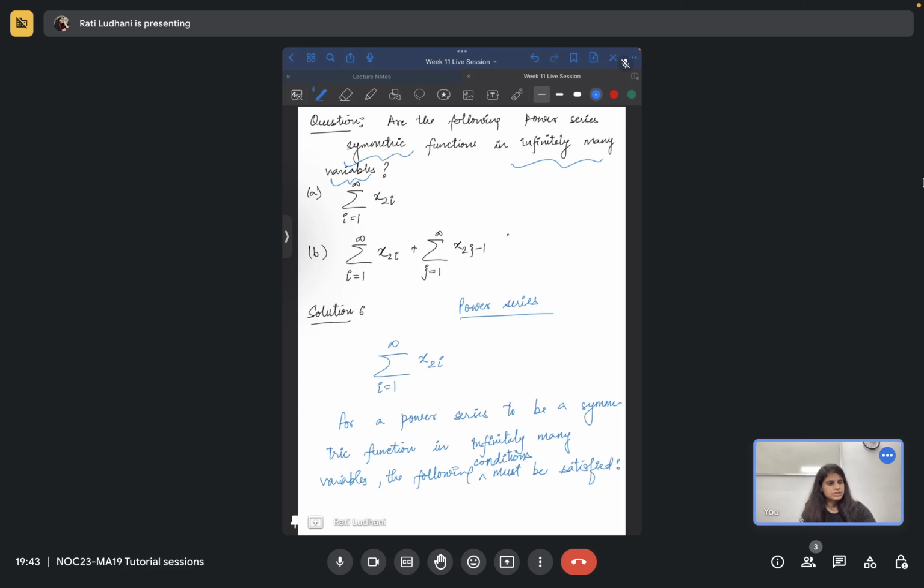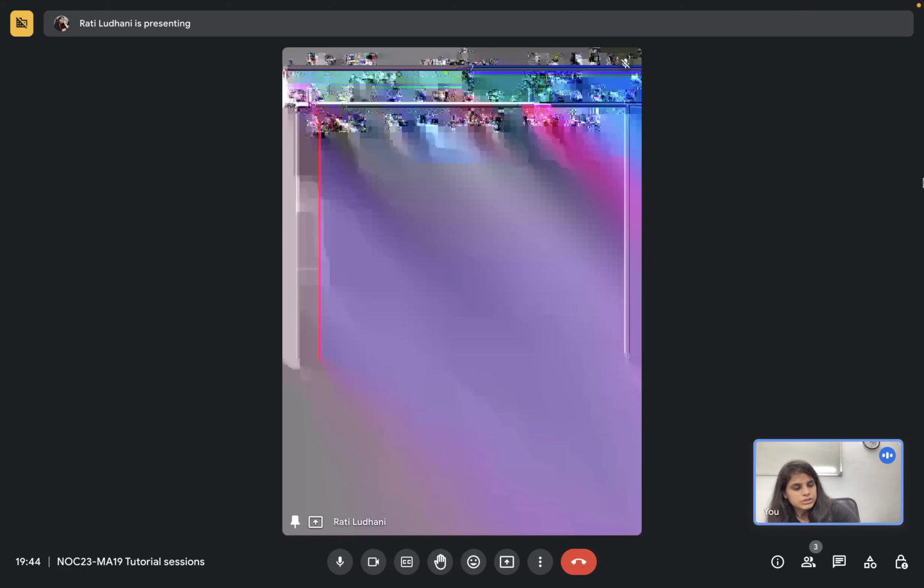Actually, symmetric is always homogeneous, that you can easily see. If it is a power sum, then it has to be homogeneous. But let me add this term also. Doesn't matter, but still I want to consider homogeneous.